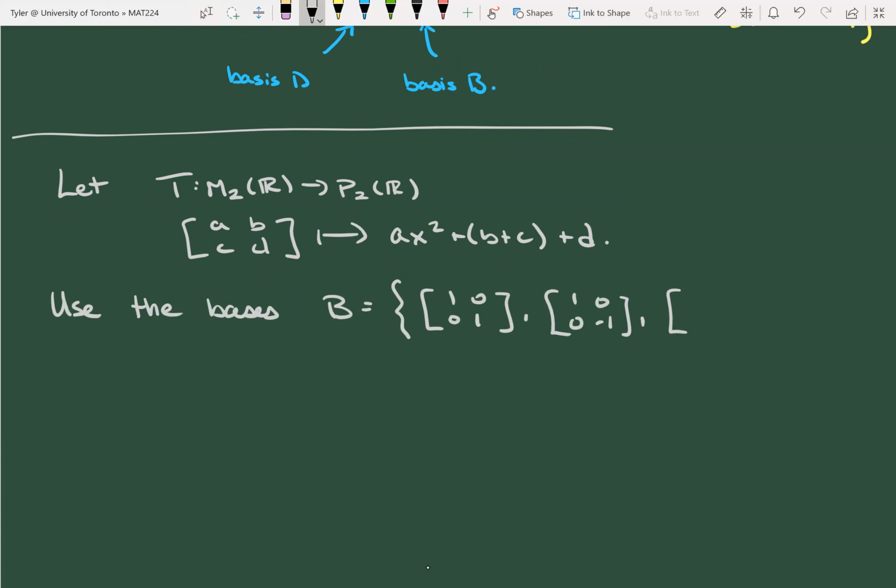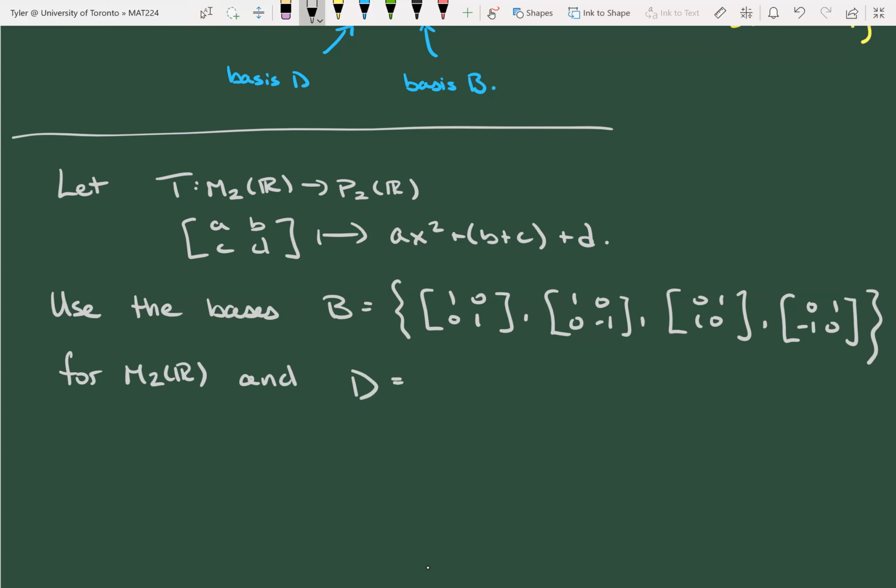And even once you have a problem, you can create another problem just by changing the basis, right, in this particular example. So even once you've got a linear transformation, just switch up the basis and redo the problem. And you have this kind of infinite font of examples, right, for M2R. And let's just use the standard basis for P2R.